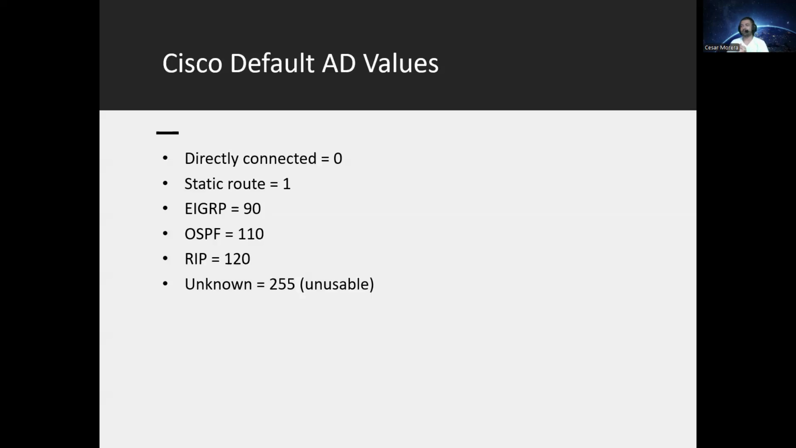Next. And now we have Cisco default AD values. The directly connected is 0. The static route is 1. EIGRP is 90. OSPF is 110. RIP is 120. And when it is not usable or unknown, it is 255. There is another one for BGP, but I don't remember at this moment.